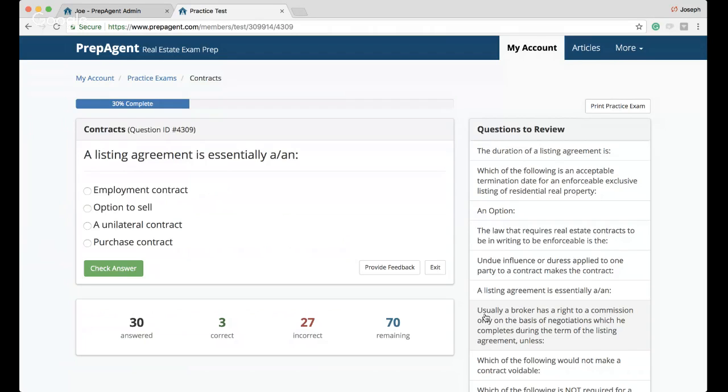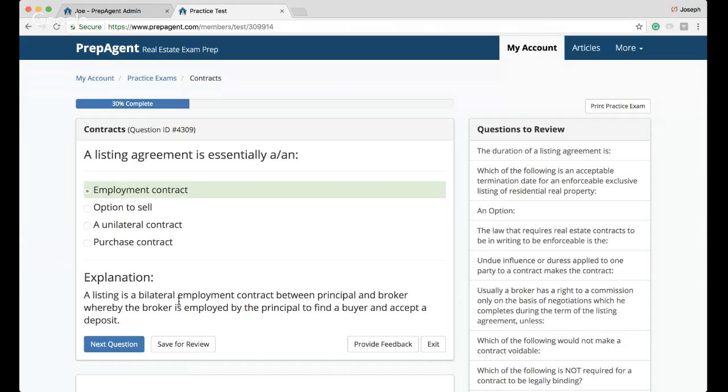The listing agreement is essentially an employment contract, option to sell, a unilateral contract, or a purchase contract. Okay, I went down pretty quickly as we explained that before. First and foremost, it's an employment contract.